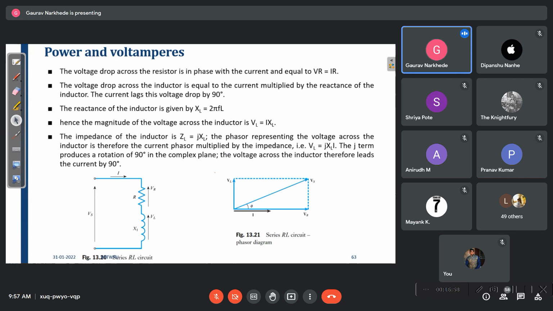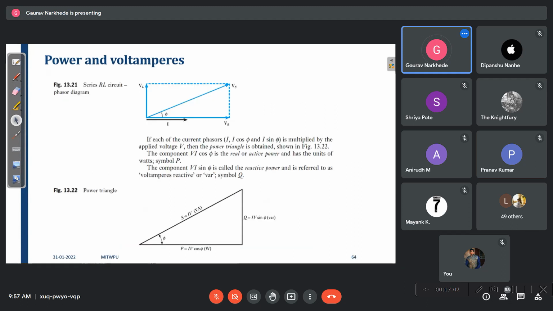Okay. Now this is power and voltages. So simple. If RLC is in series, can you correlate this diagram? Voltage in R, current in I, in phase. Voltage in L is there in RL circuit. This is the case, isn't it?